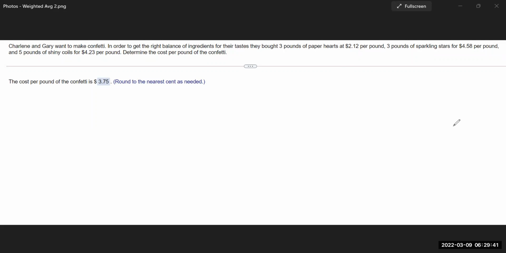Okay, so our biggest task here, what we need to focus on, is the cost per pound of the confetti. So we want to find the cost per pound of the confetti. So basically, we have to look at cost per, and per means division, per pound of the confetti.